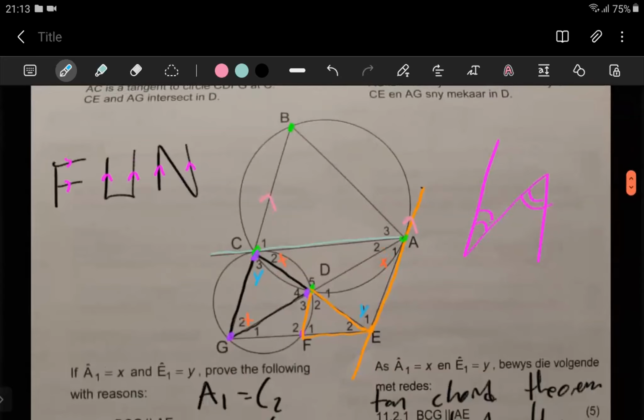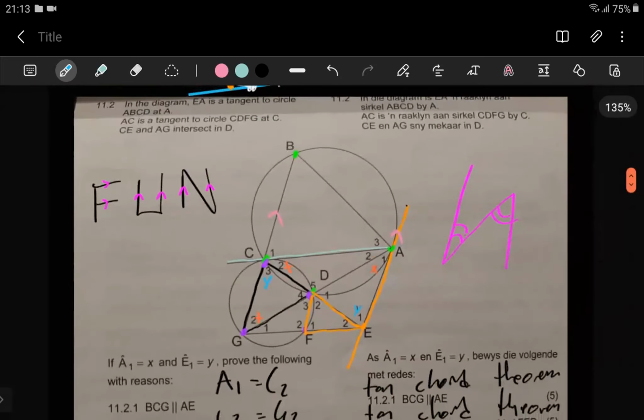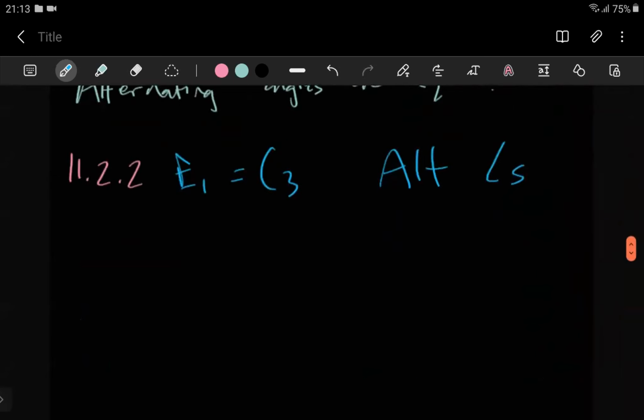GB is parallel to EA. Yes, we can add that there if you want. GB parallel to EA. That's how we have alternating angles.